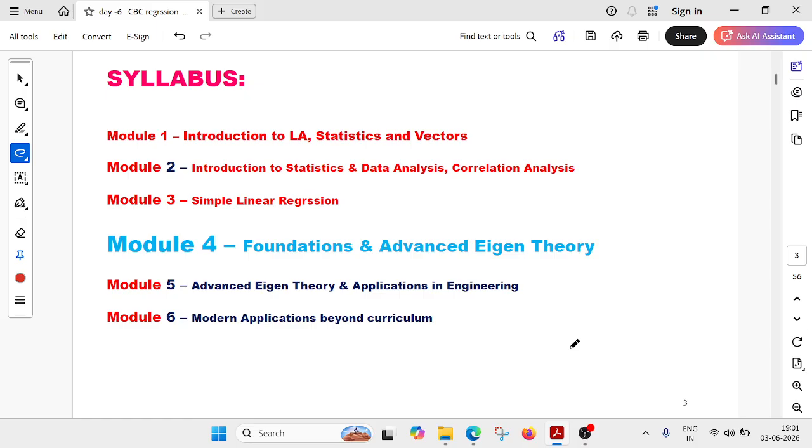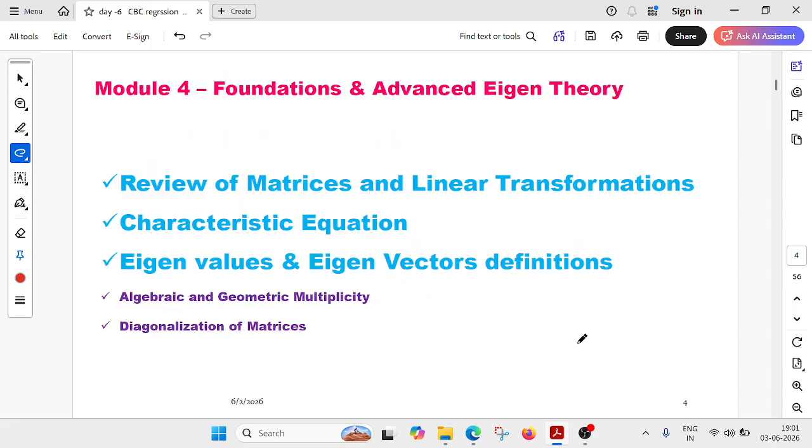In Module 1, we took linear algebra and statistics and an introduction to vectors. Then we completed the introduction to statistics, data analysis, and correlation. Simple linear regression we also completed. Right now we are in Foundations and Advanced Eigentheory.